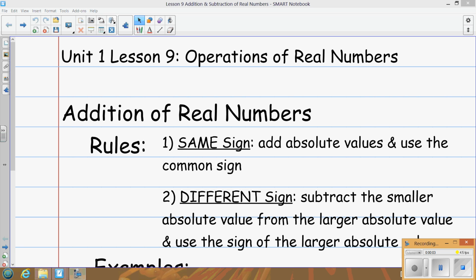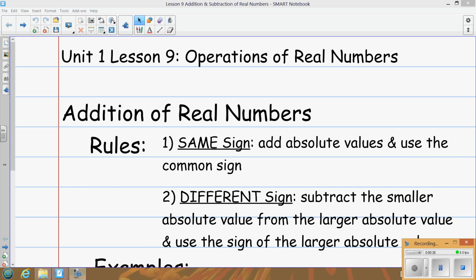Lesson 9, we're going to break up into two parts, so it's all focusing on operations of real numbers. But for the first part, we're just going to focus on addition and subtraction, and then the second part of the lesson will focus on multiplication and division of real numbers. So when we say real numbers, remember we're talking about any numbers that we've seen so far, so basically anything except for complex numbers and imaginary numbers. So we've talked about how to deal with decimals, we've talked about how to deal with fractions, but now we're focusing on what happens with those positive and negative numbers.